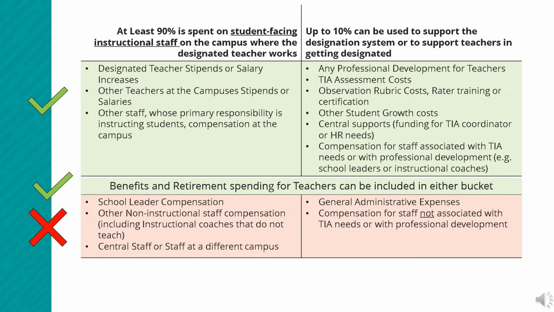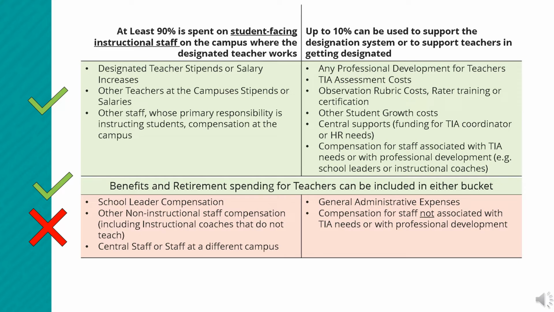When we think of the 90% and 10%, we often get questions on what can fit in each bucket. 90% is spent on student-facing instructional staff on the campus where the designated teacher works. This can include designated teacher stipends or salary increases, other teachers at the campus and their stipends or salary increases, and compensation for other staff whose primary responsibility is instructing students, such as instructional paraprofessionals.